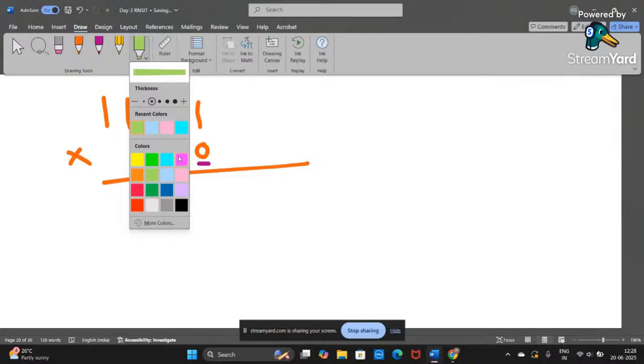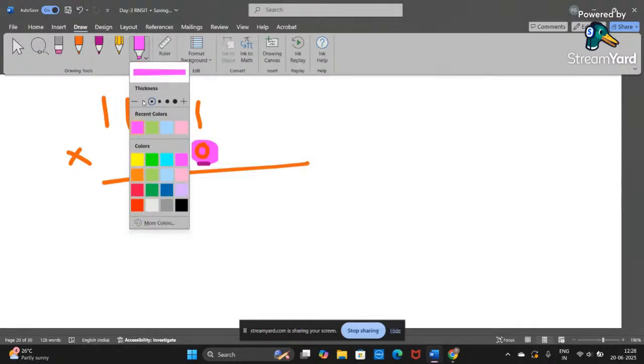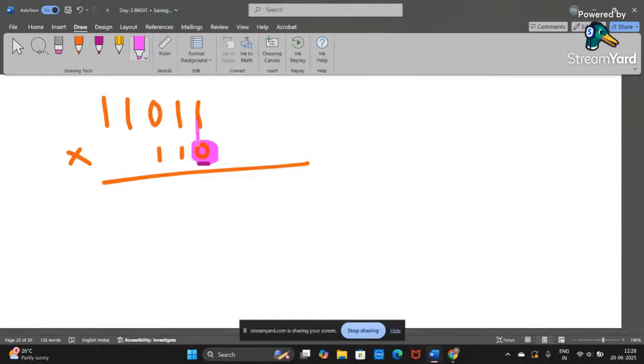Just for your understanding, I'm using different colors. So first, you have to multiply this number with all the numbers. This, this, this, this. So 0 into 1, it is 0. 0 with anything, it is 0 itself. So 0, 0 into 0, it is 0, 0 into 1, it is 0, again 0 into 1, it is 0, right? Okay.